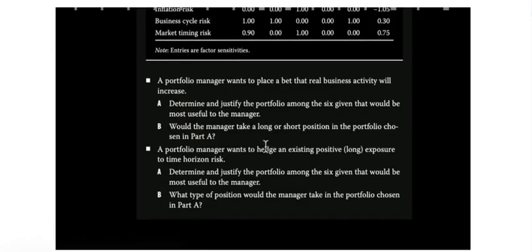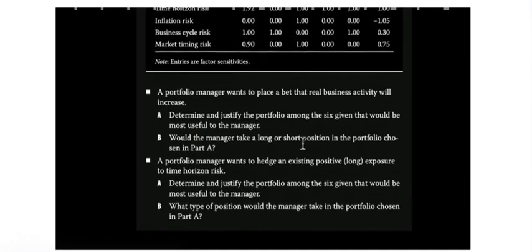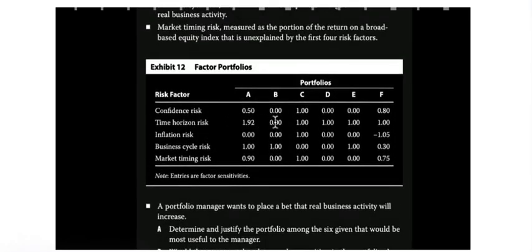A portfolio manager wants to hedge an existing positive long exposure to time horizon risk. And we just want to get rid of time horizon risk, right? Determine and justify the portfolio among the 6. Well, let's have a look. Time horizon risk, there's a 1 there, but you're also getting rid of a whole bunch of other things as well. Here's time horizon risk here, and 0 loadings on all the other factors. So if we're just trying to hedge out time horizon risk, we would go short portfolio D because we'd only be removing that risk. If we do it over here in C, notice we're also taking out a whole bunch of other risks that we may not want to.